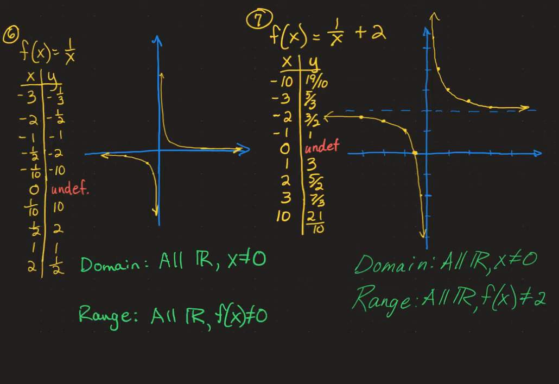1/x plus 2 changes the domain and range of the graph. It's as if we have shifted the whole thing up 2, and the domain becomes all real numbers, x does not equal 0. That hasn't changed. But the range has. The range is now all real numbers, f of x does not equal 2.